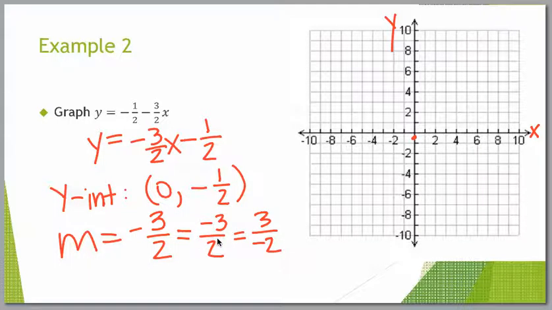So if we use this one, our rise is negative, which means we're going down 3 units from our original point. So we're going to go down 1, 2, 3.